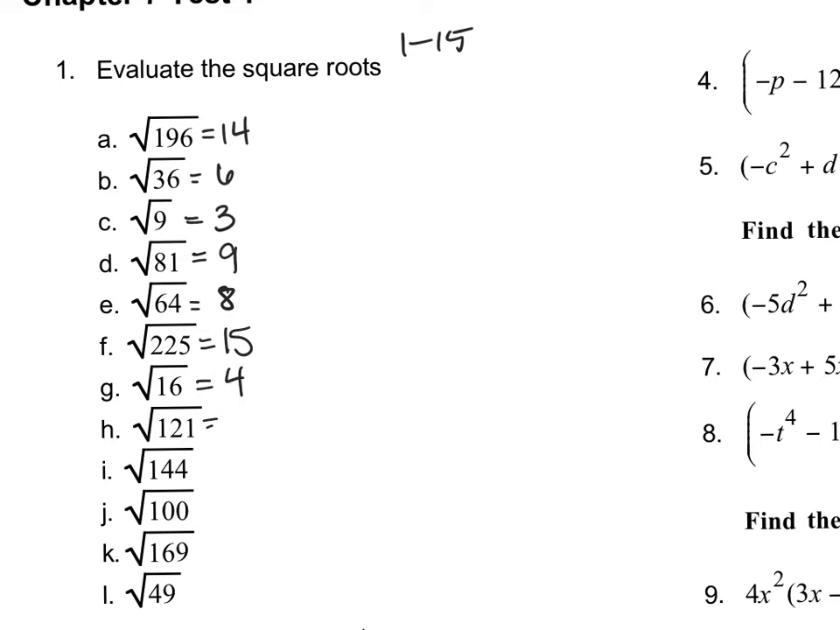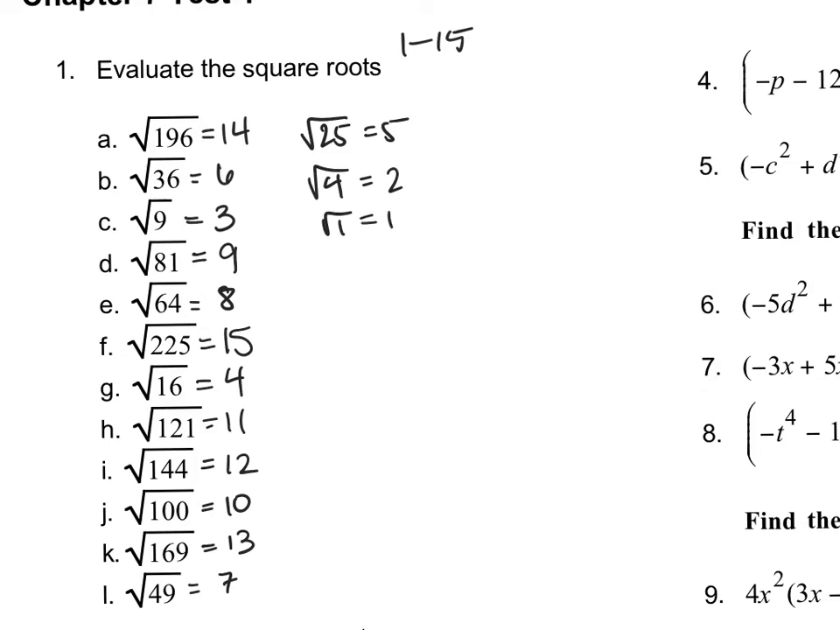The square root of 121 is 11. The square root of 144 is 12. The square root of 100 is 10. The square root of 169 is 13. The square root of 49 is 7. So I may have left a couple off there. Square root of 25 is 5. Square root of 4 is 2. The square root of 1 is 1.